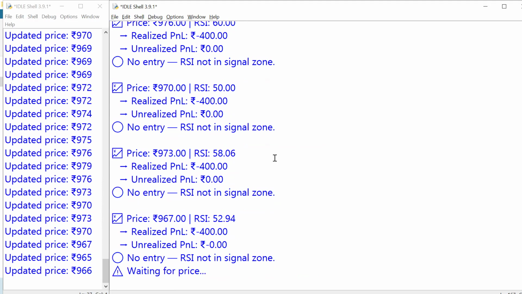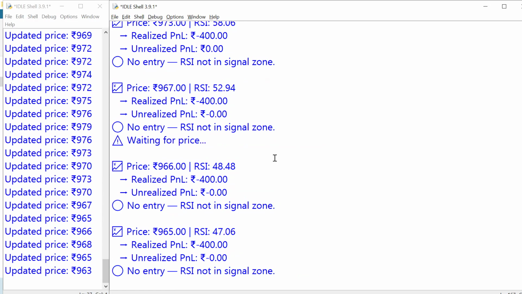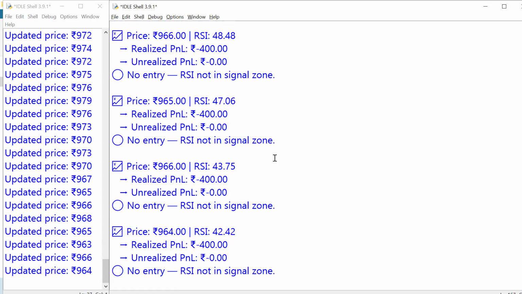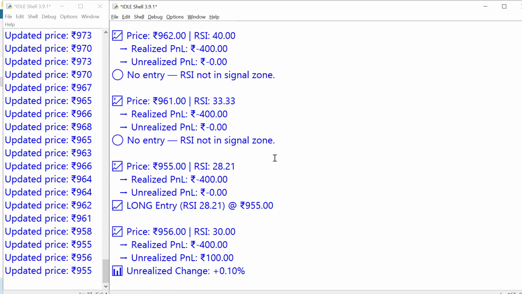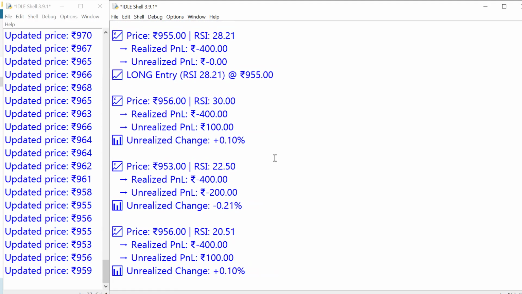I back tested it so many times. My system keeps on running for continuous time and it keeps on doing this kind of back testing for a whole day. Even I run some algo at night also. It keeps on changing the price and it keeps on trading. Okay, we have one long entry at 955. Let me see what is happening. 955, we have one long entry.